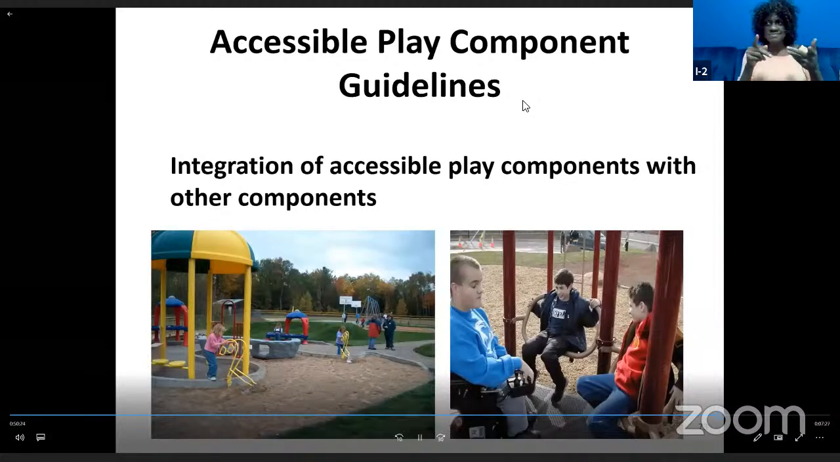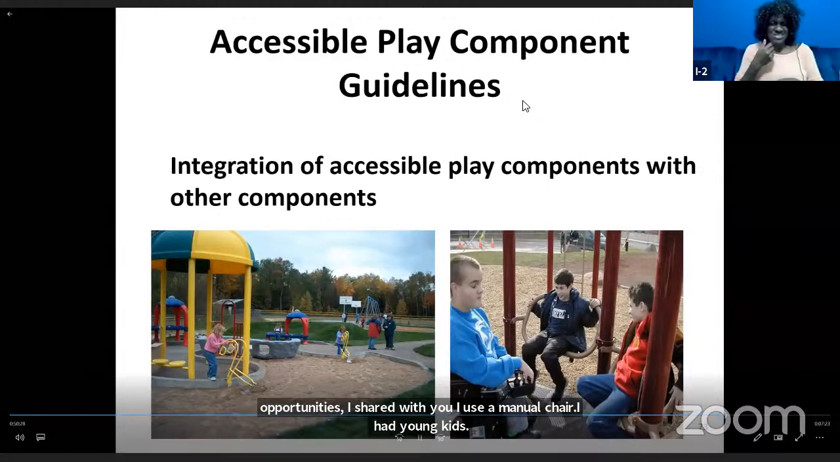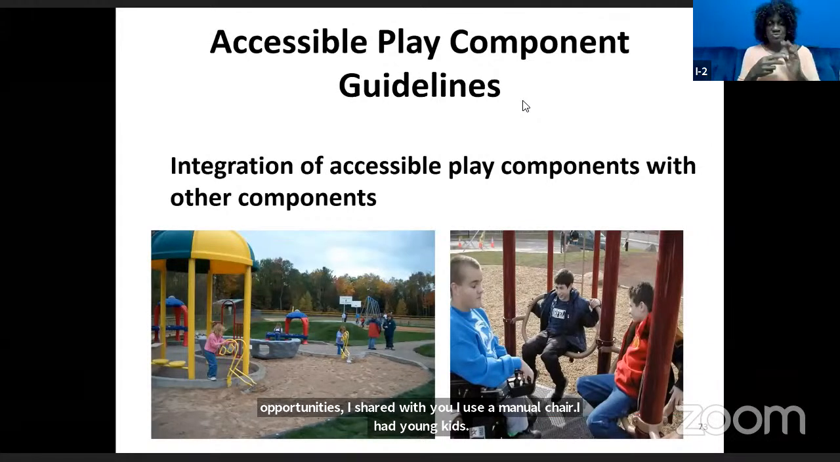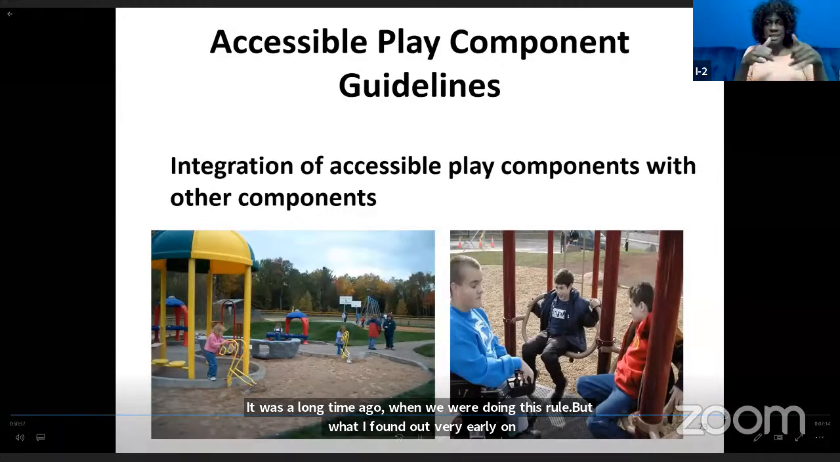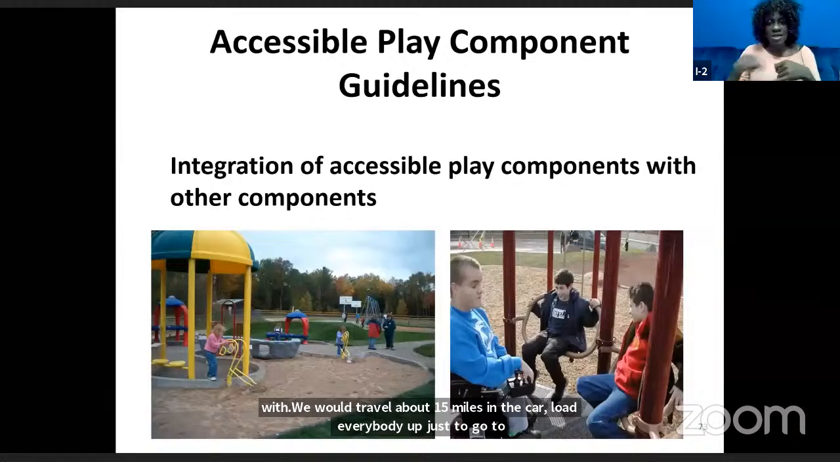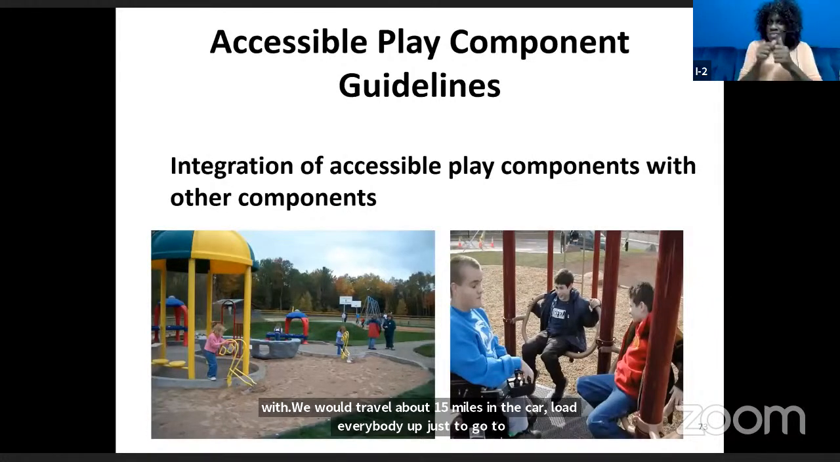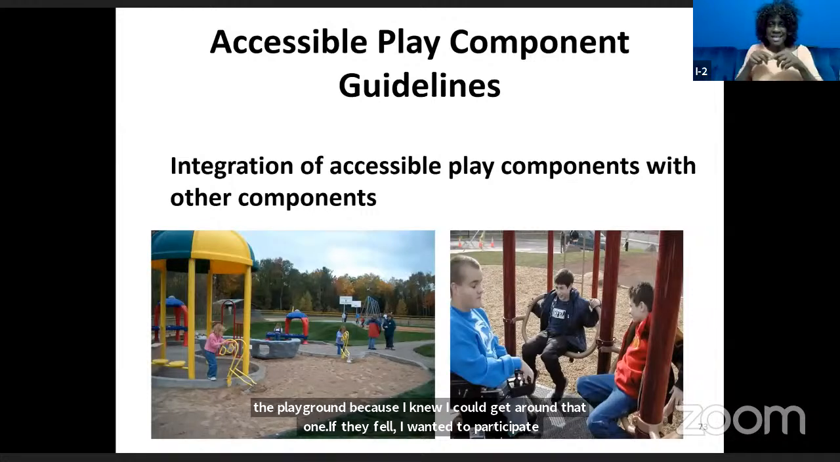I shared with you, I use a manual chair. I had young kids. It was a long time ago, when we were doing this rule. But what I found out very early on was I'd travel a long ways just to get to a play area that I could participate in with them. We would travel about 15 miles in the car, load everybody up just to go to the playground, because I knew I could get around that one. If they fell, I wanted to participate and I wanted to play with them. Instead of sitting over by a bench on the other side of a railroad tie or somewhere that I couldn't even get near them.